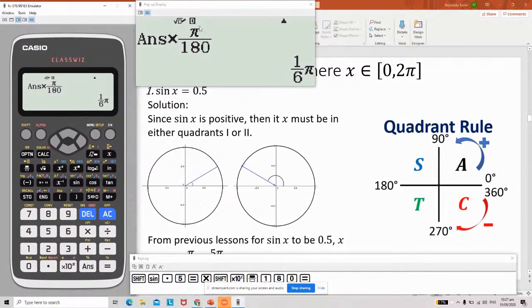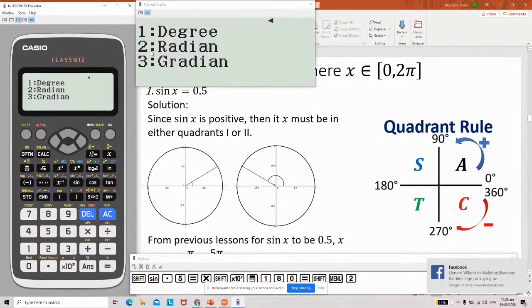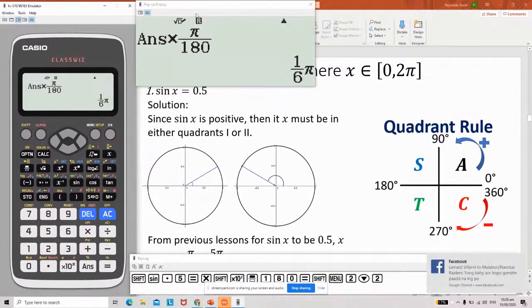We need to change the mode of the calculator for all answers to be in radians. How do we do that? You need to press shift and then menu setup. You will see this on your screens. Press 2 for the angle unit. Radian is number 2, so press 2 again. Now you can see on the upper part of your calculator screen that it's already R, not D anymore. Meaning, all the final answers will now be in radian form.